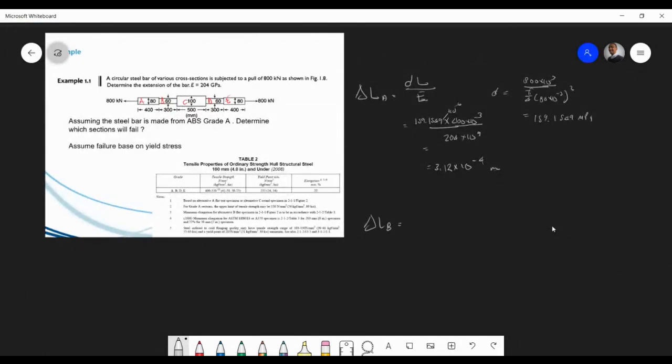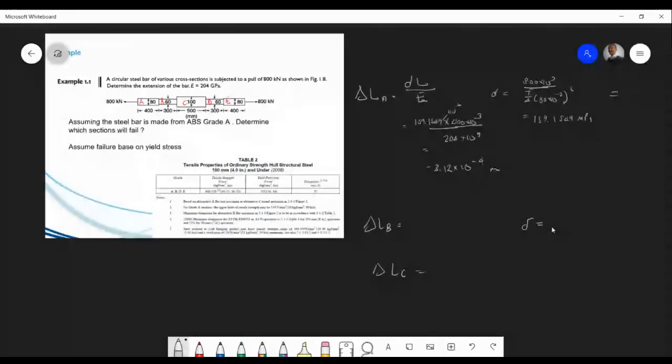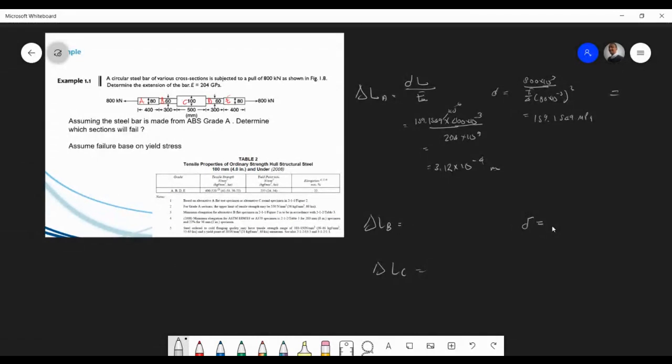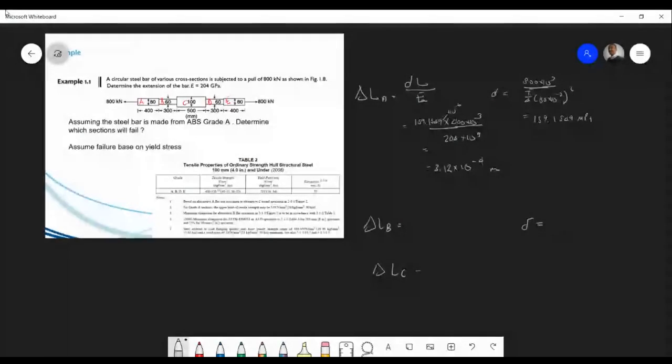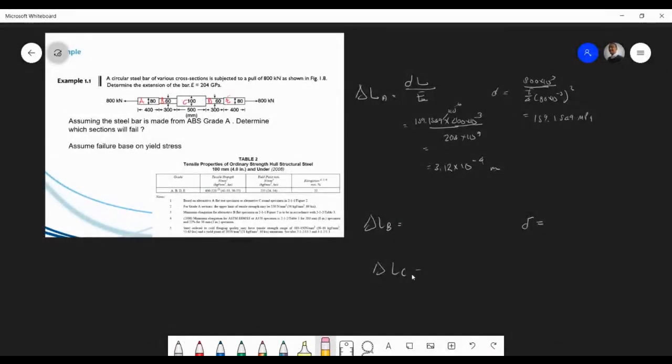Let's go to B. I expect the same. Can you give me the answer for each section? We just have to find A, B, and C, because D and E are exactly the same as the other side. This is going to be exactly the same as section E, and B will be exactly the same as D. Okay, what's the next one?